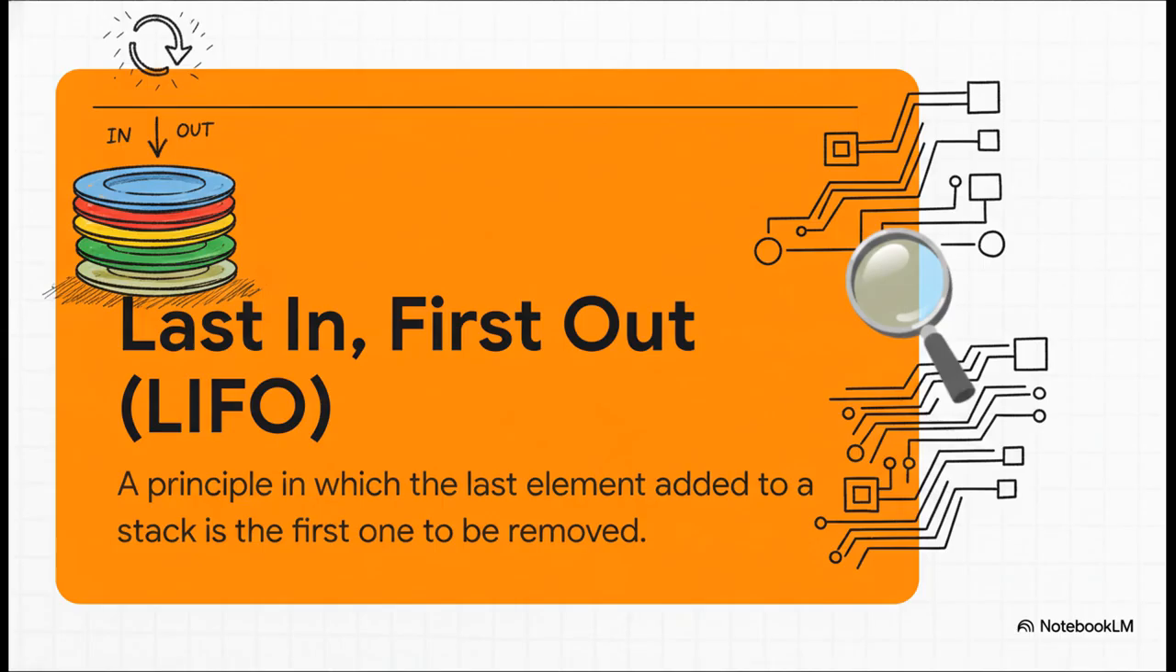This structure is perfect for things like the undo button in your text editor. Think about it. The very last thing you typed is the first thing that gets undone. So the point is, the problem you're trying to solve tells you which data structure you should use.